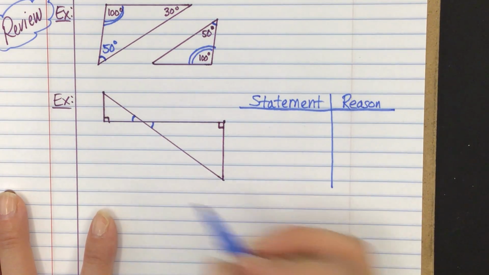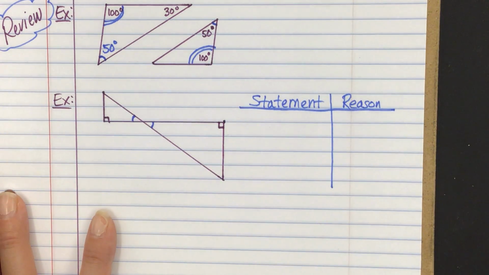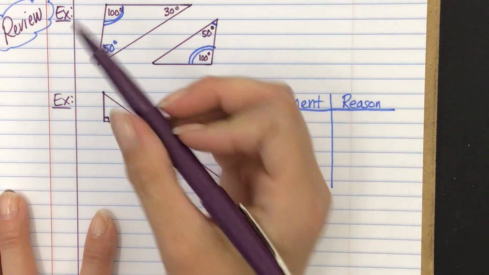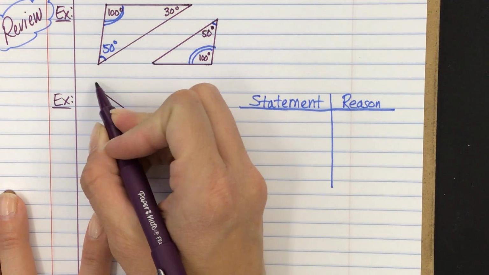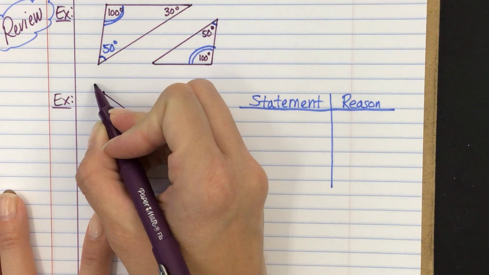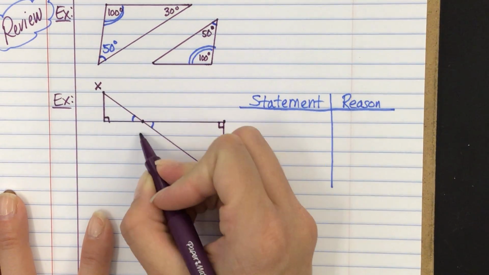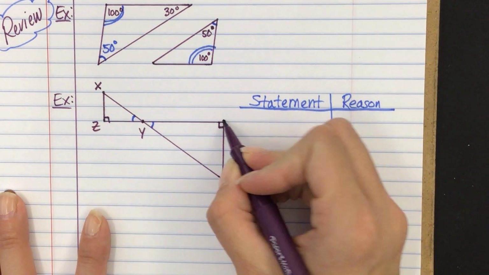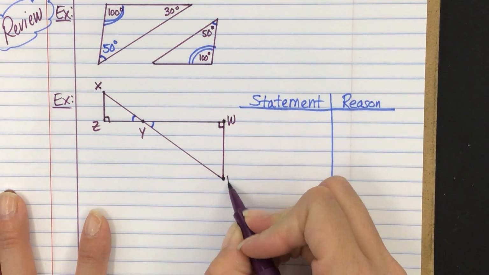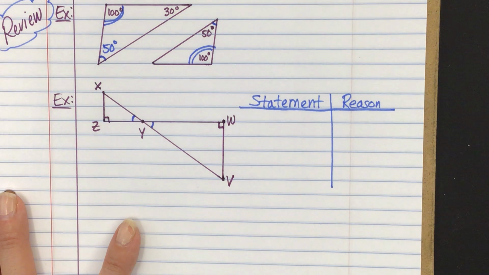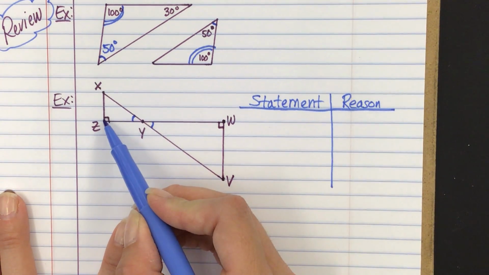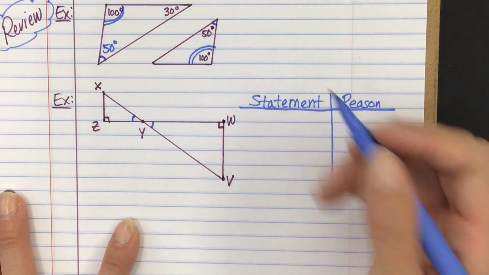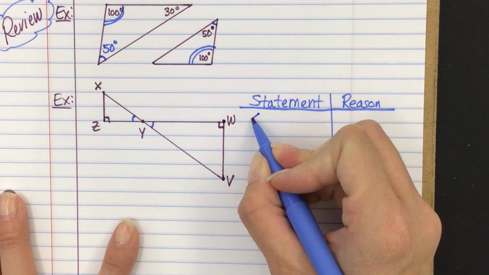It's gonna be great. Let me go ahead and I'm gonna name my triangles here just so that I have some points. We'll call this X, Y, Z, and we'll do W, V down here. Okay. Well, so let's start with the first thing that Kareem said. He said that this angle Z and this angle W are both right angles, so they are going to be congruent.